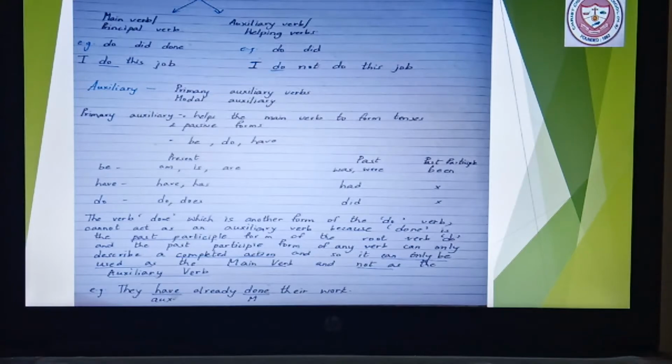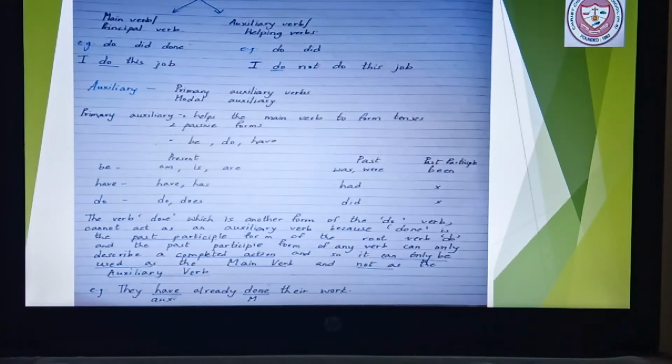To make things simpler, I have provided an example. Just look at it. They have already done their homework. In this sentence, we also know the form of the past participle. We have or has, whatever is needed according to the number of the subject. Here, they is a plural subject. So we have to take have done. So they have done. Here, they have already done.